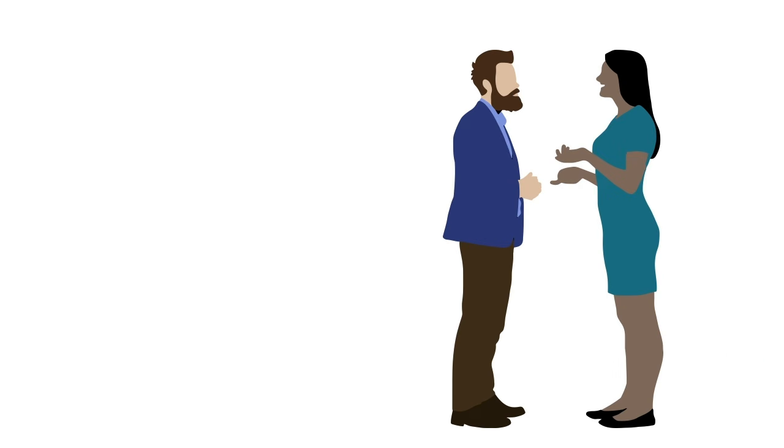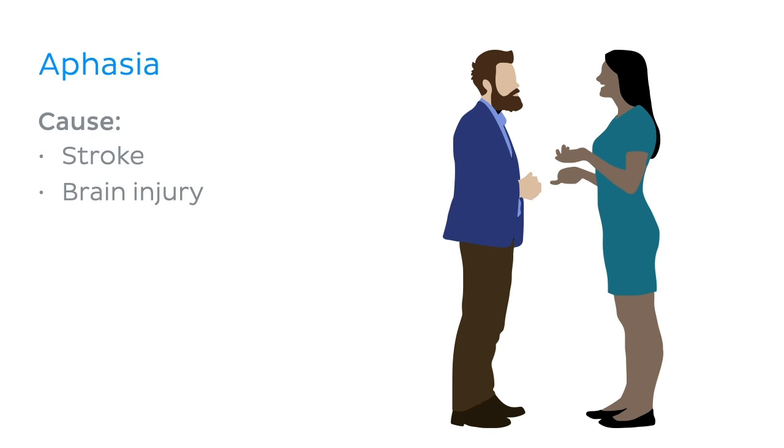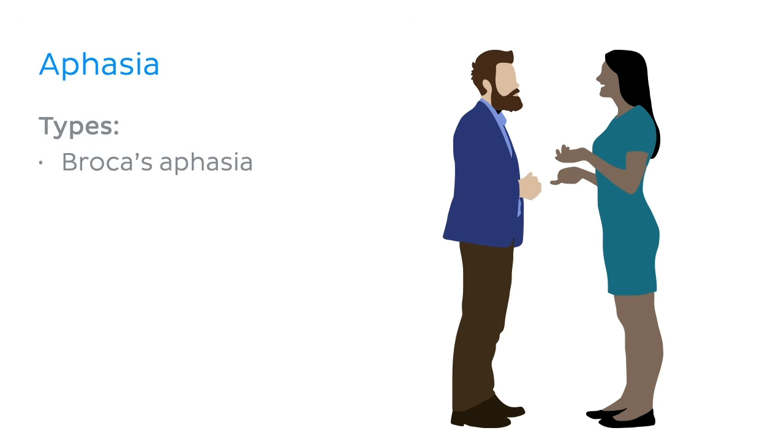Now that we're familiar with the key brain areas, let's get clinical. As we previously mentioned, our focus today will be on aphasia, which is when a person has difficulty with their language or speech. Aphasia is usually caused by a stroke or brain injury and therefore usually has a sudden onset. We're going to talk about two types of aphasia today: Broca's aphasia and Wernicke's aphasia.